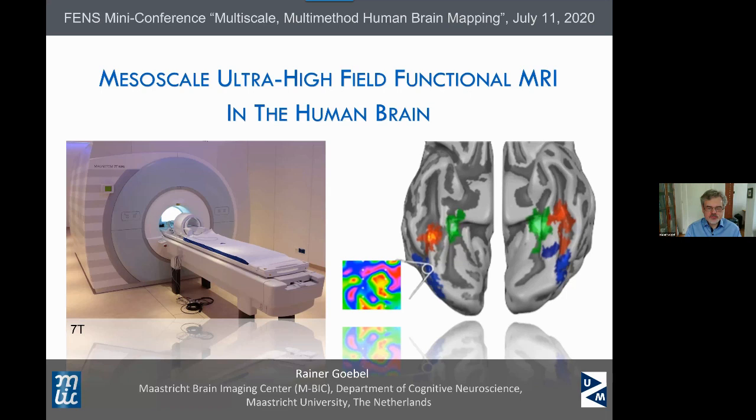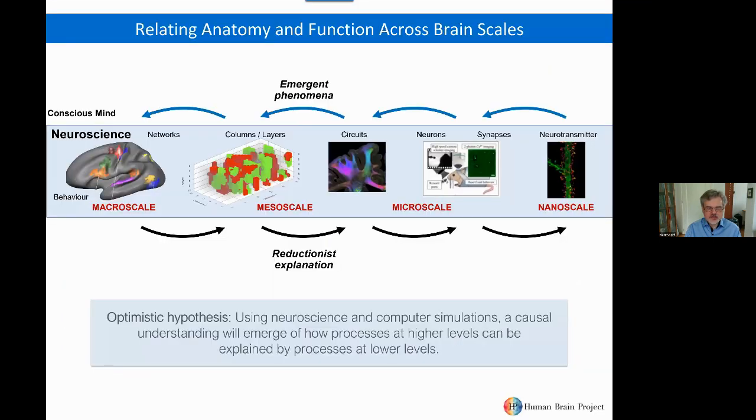In my talk, I want to present some of our fMRI work aiming to bridge between macroscopic and mesoscopic scales in the human brain by exploiting the high resolution of ultra-high field MRI scanners. In the context of the Human Brain Project, we aim to combine neuroscience, modeling, and computer simulation to gain a better understanding of how processes at lower levels explain processes at higher levels.